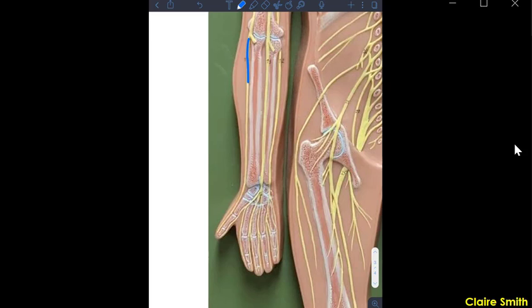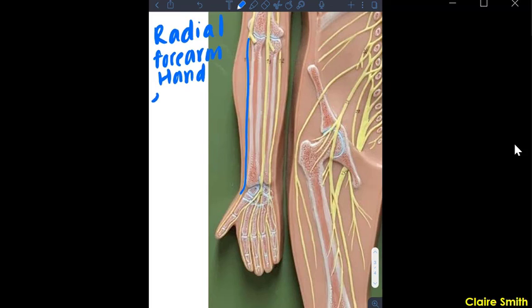The other 3 are easy to see down here. So the first here is going to be your radial nerve. So remember, your radial bone is going to be the bone on the thumb side. So your radial nerve goes right over top of that. Your radial nerve innervates the forearm and hand muscles and skin, and is important in forearm and hand extension.